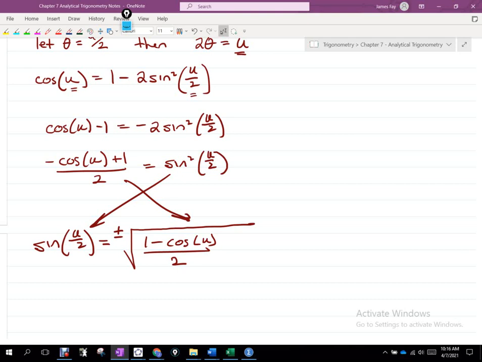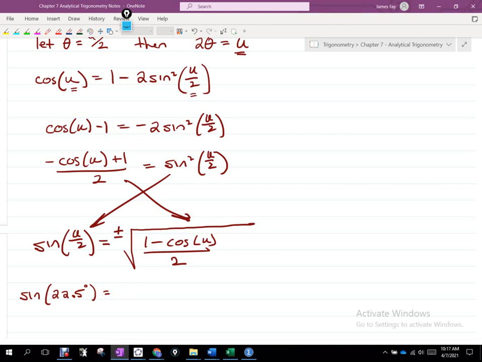What that allows us to do, and I like writing it this way, because now if I ask you, let's say that we're interested in the sine of 22.5 degrees. Or if we're in radians, that's pi over 8. Okay.